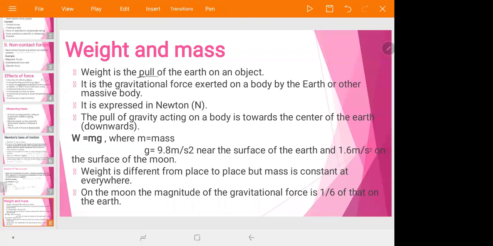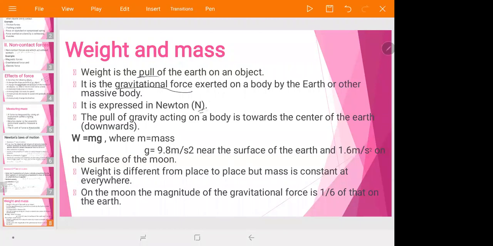Weight is the pull of the earth on an object. The earth attracts an object, so the pulling of the earth on an object is what we call weight. It is a gravitational force, a type of force exerted on a body by the earth or another massive body, and it is expressed in Newton.